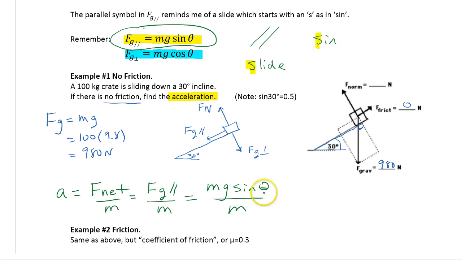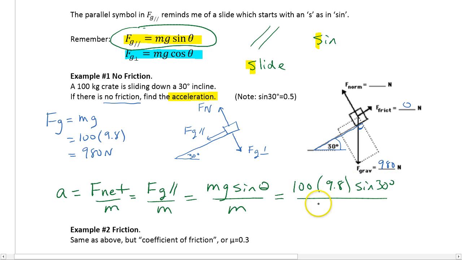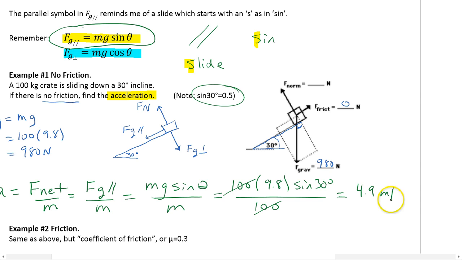Continuing on here, we got mg sine theta over m. Now let's plug in our numbers here. The mass is 100 multiplied by 9.8 was g, and then the sine of 30 degrees divided by 100. So my hundreds cancel each other out, and I get 9.8 times the sine of 30 degrees, which comes up a few times, and is actually equal to 0.5, so I'll get 4.9 meters per second squared.